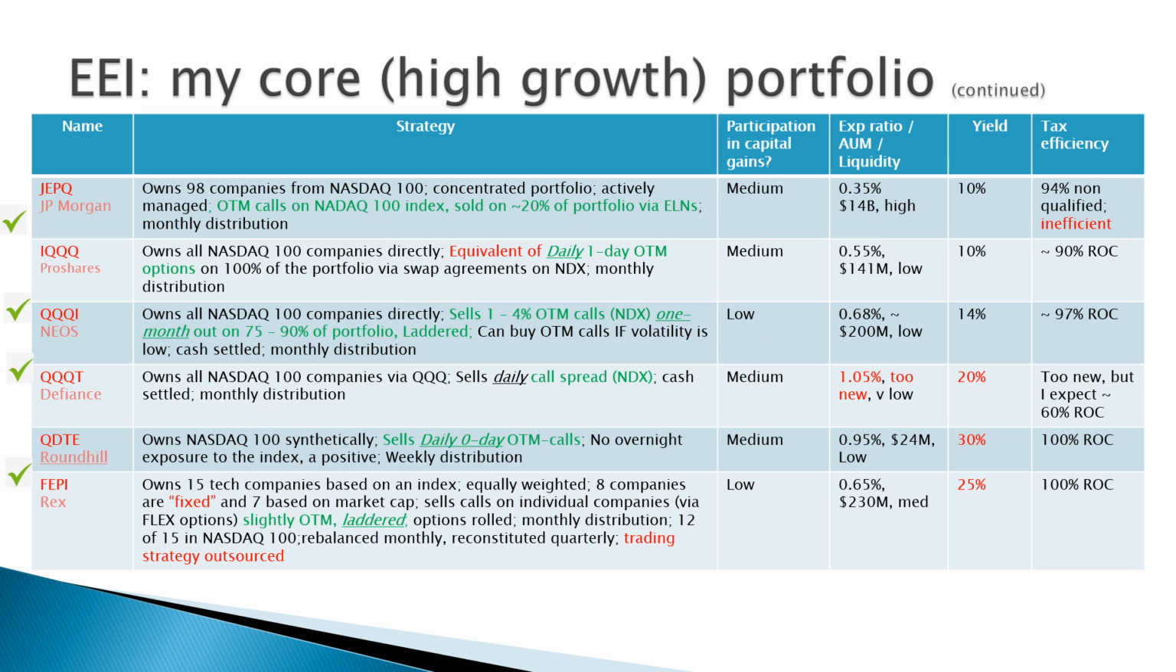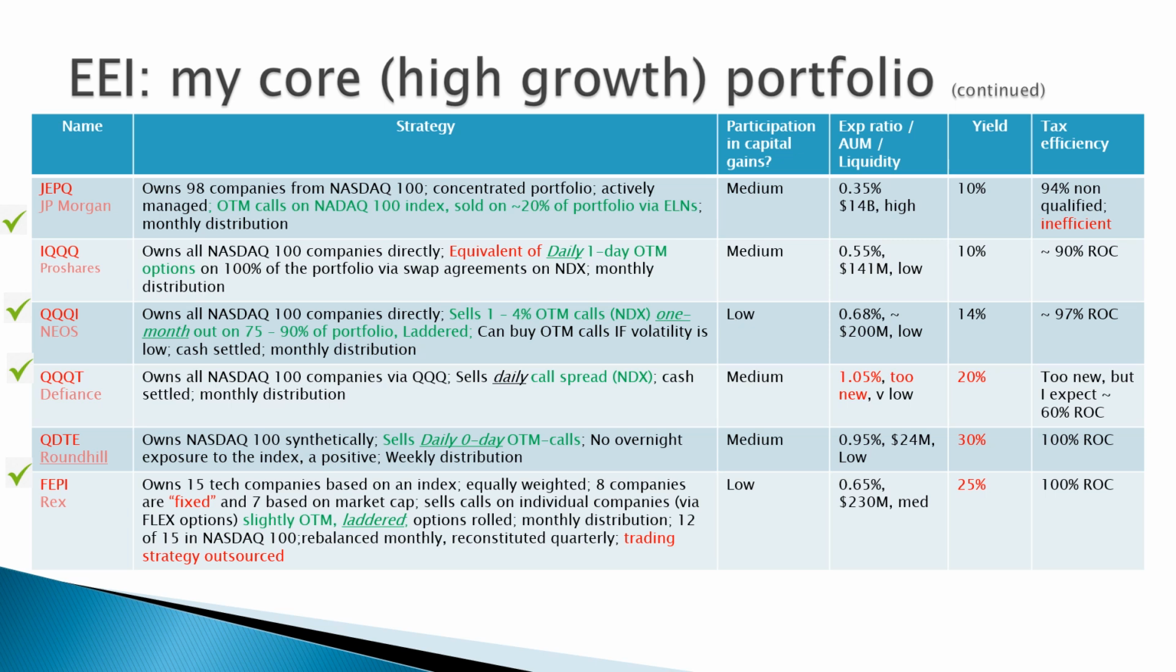Expense ratio on the high side, AUM on the low side, low liquidity, a yield of 30% plus, which I mark in red because I'm not necessarily convinced it is a good thing, or I always worry about sustainability. But so far so good. So far so good. I track it every week. The tax efficiency is 100% non-destructive return of capital.